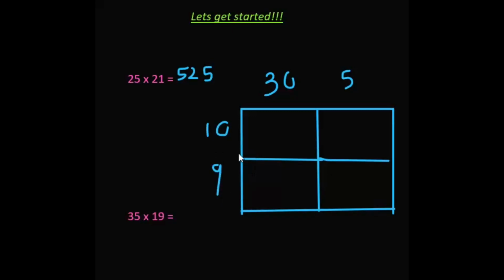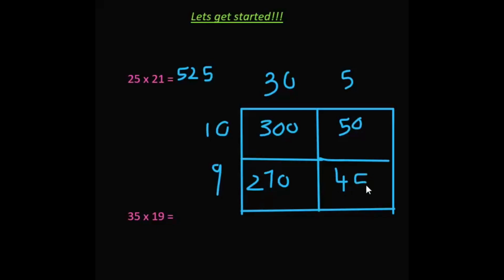Now let's start multiplying again. 10 times 30 equals 300. And now let's do 10 times 5. 10 times 5 equals 50, so we can write down 50. Now let's do 9 times 30. 9 times 3 equals 9, 18, 27, and then we add a 0 at the end. 270. Now we do 9 times 5. 9 times 5 is 45.